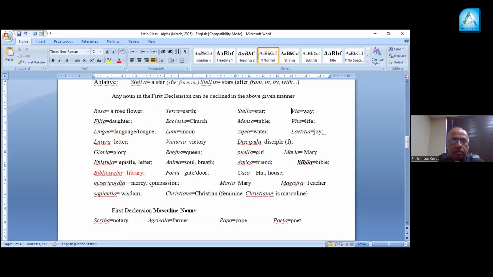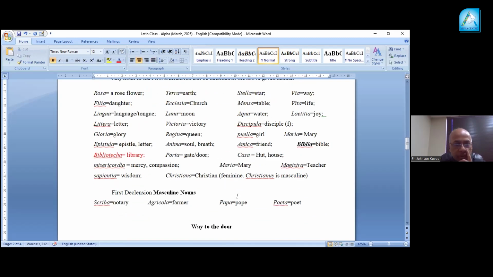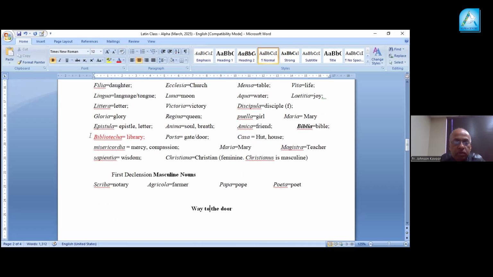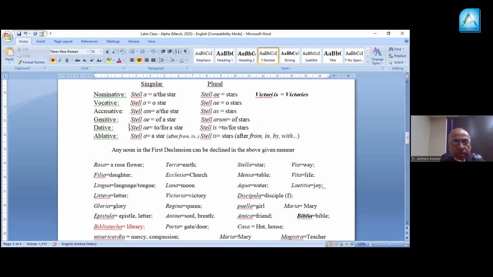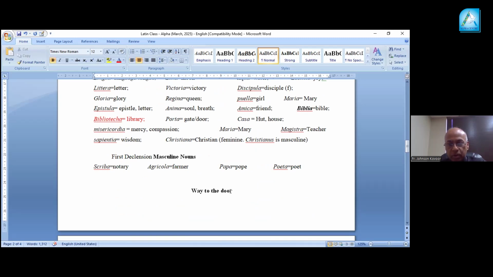Okay, way to the door. Porta is door or gate. Way is via. Way to the door. We have both a noun, and to means always we should go for the dative case. We should use the dative case. Not way to the door, but way to the doors, the plural. Ways to the doors.